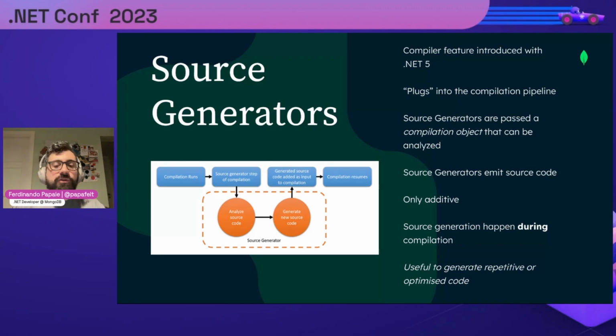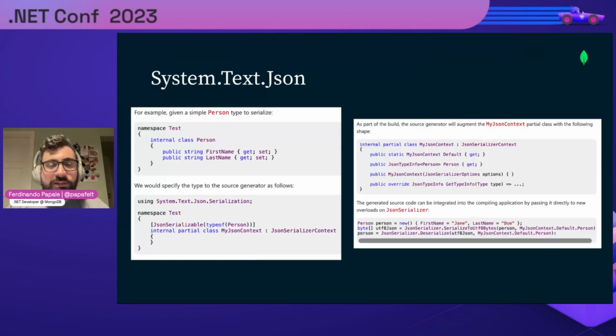And why would you want to use source generators? Well, because most of the time they're very useful to generate repetitive or optimized code. For example, to talk about a library that maybe you have used, there is System.Text.Json. That is a library that is used to serialize and deserialize JSON, as you could imagine from the name. And the way that this was introduced, I think 2 years ago with .NET 6, and the way that you use it is that you define your class, like you see here on the left, on the top part.